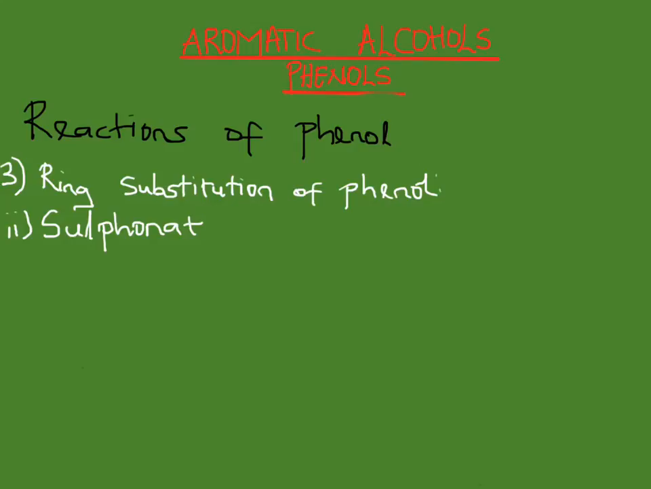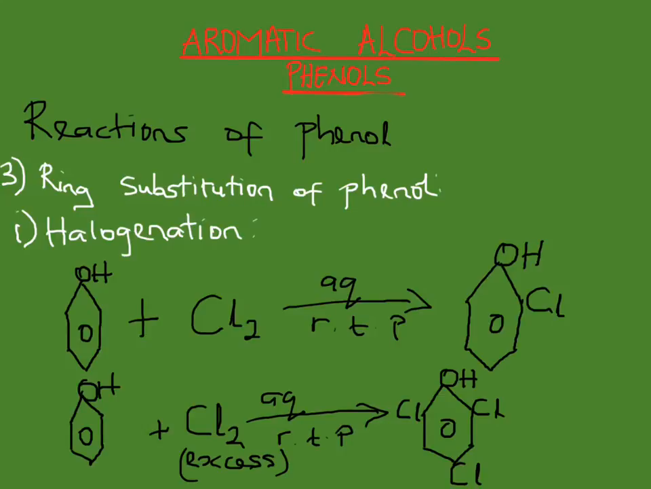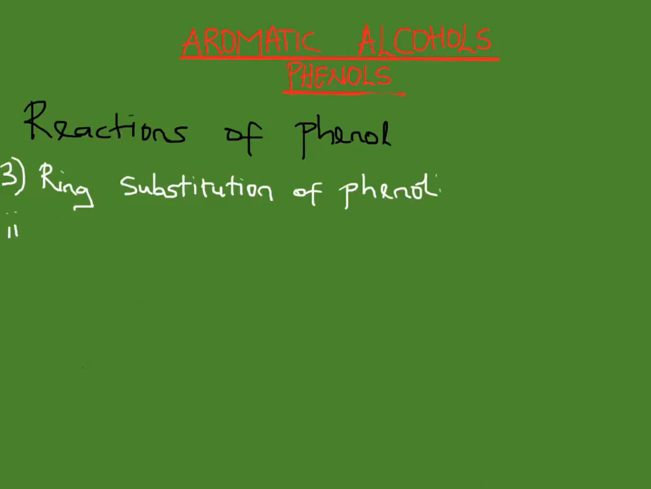We said the product is 2,4,6-trichlorophenol. Compare this with benzene, where liquid chlorine or bromine and a halogen carrier are required in the reaction, yet produce only a mono-substituted product. The next reaction we'll be looking at is sulfonation of phenol.